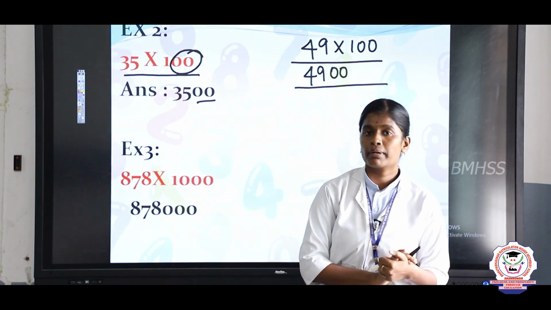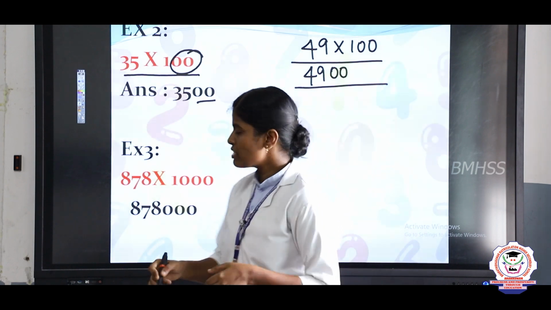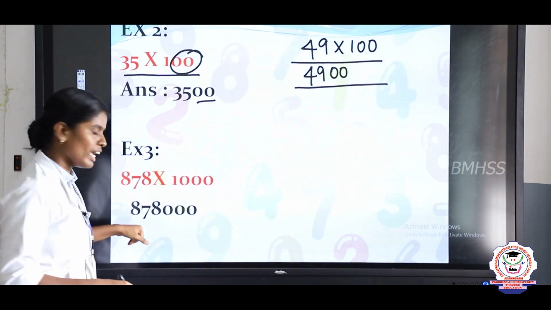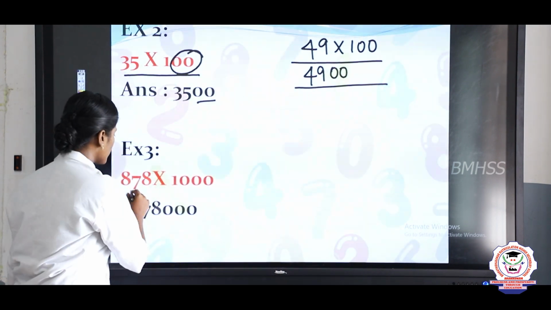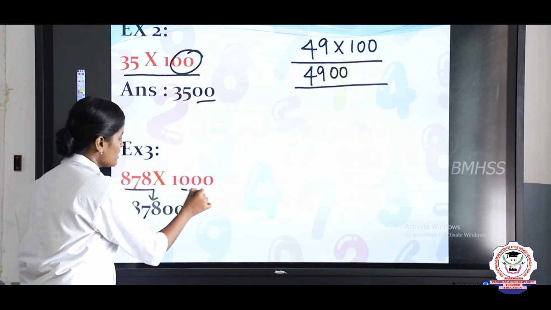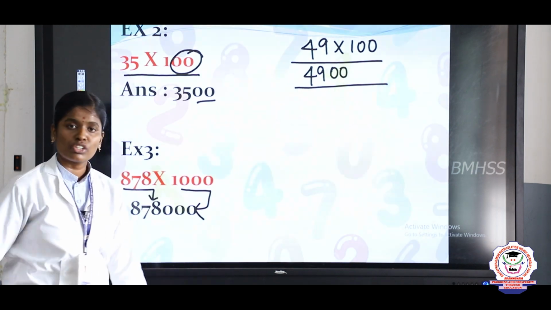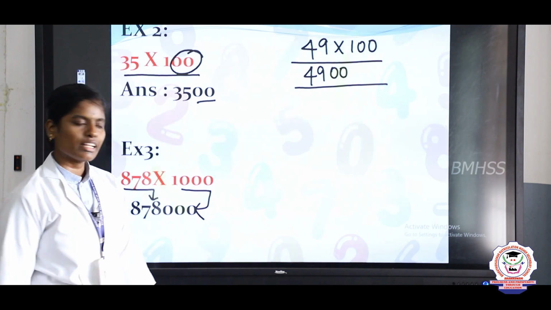And the final example is 878 multiplied by 1000. So first you will write 878 and insert 3 zeros. How many zeros? 3 zeros. We will see another example.